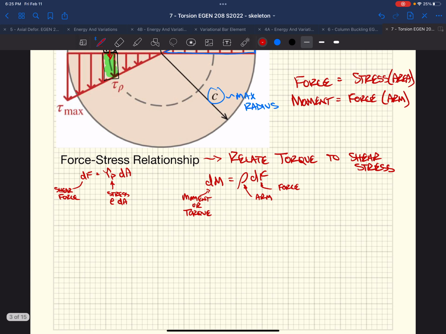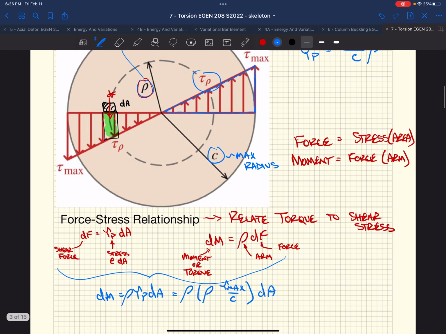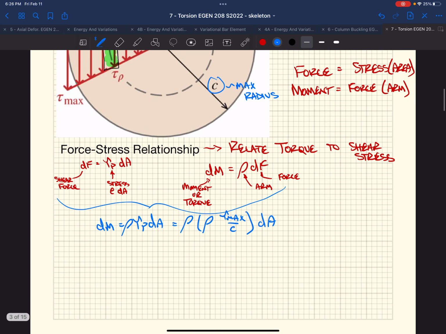Well, if we plug these two together, we're going to get that dM equals rho tau_p dA. That's just plugging in tau_p dA for dF. From that, we get rho times rho tau max over c, that's what we just derived up above, times dA. Well, if we want the total torque, we need to integrate. I'm going to save you some of this, but we want the total torque.